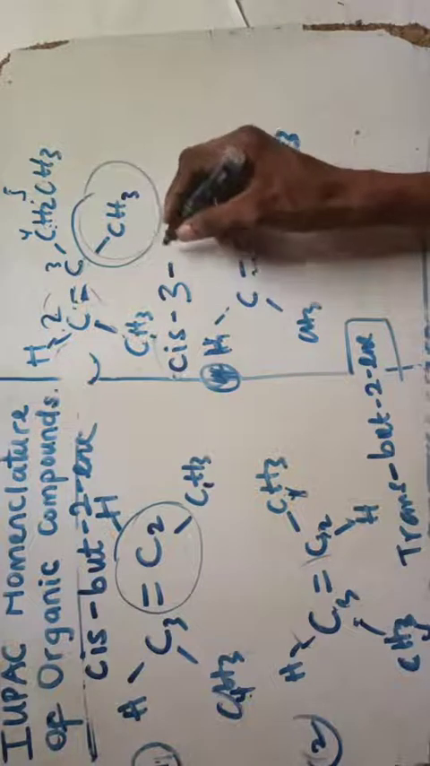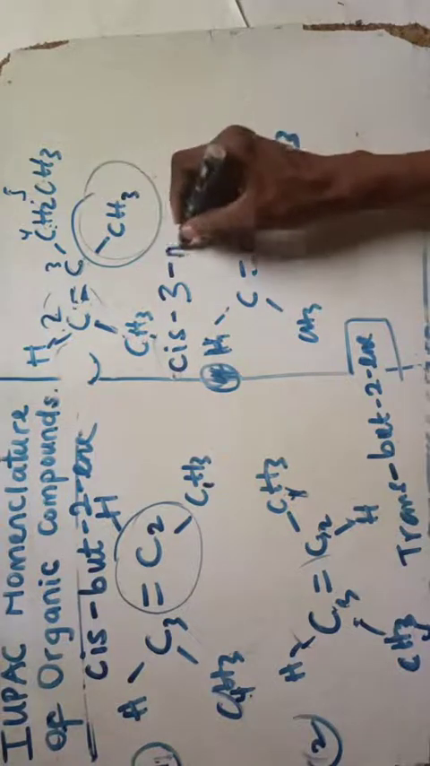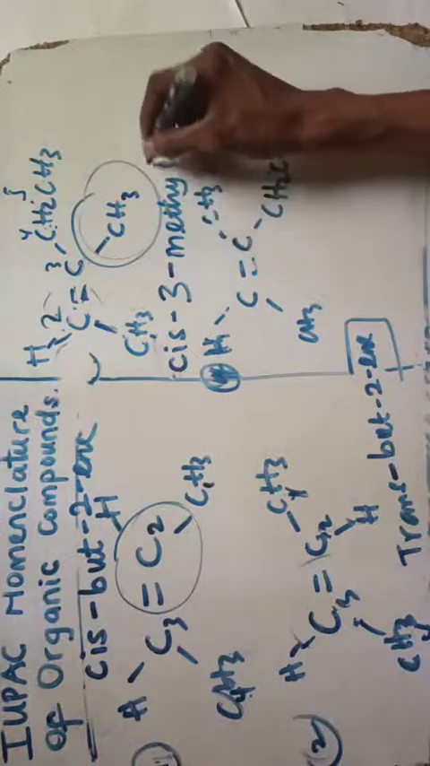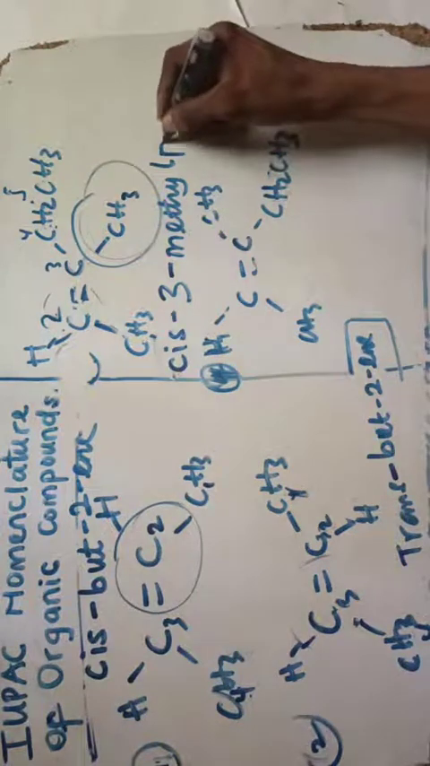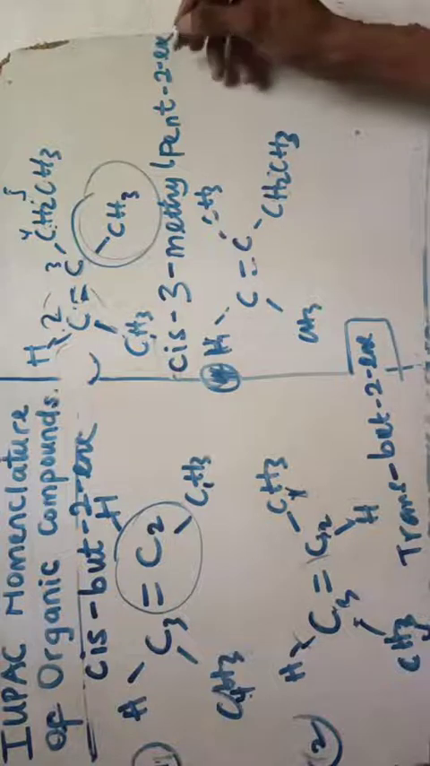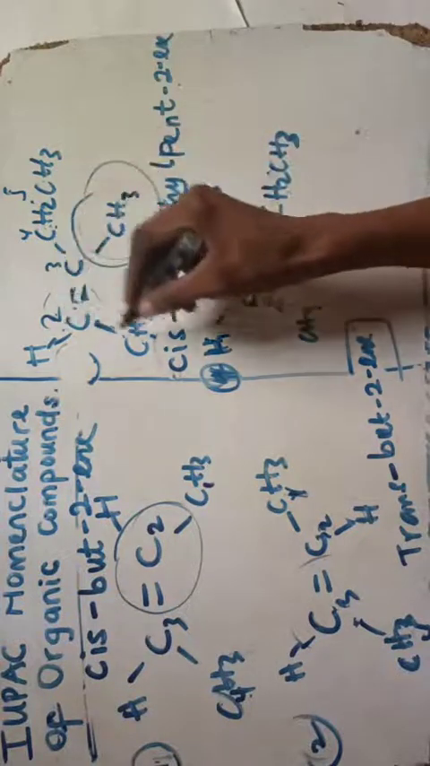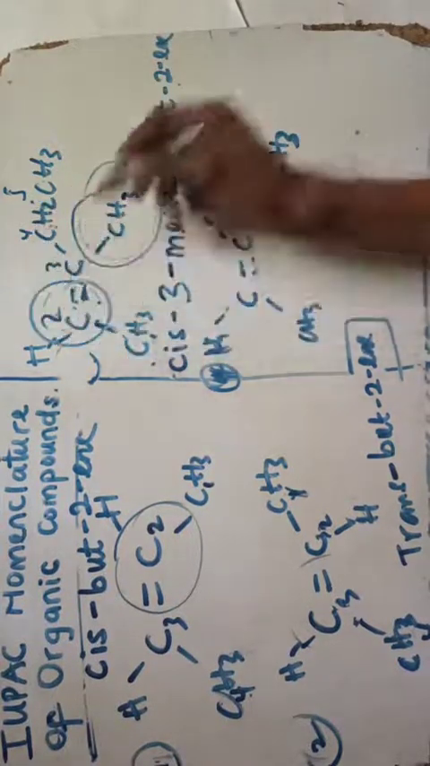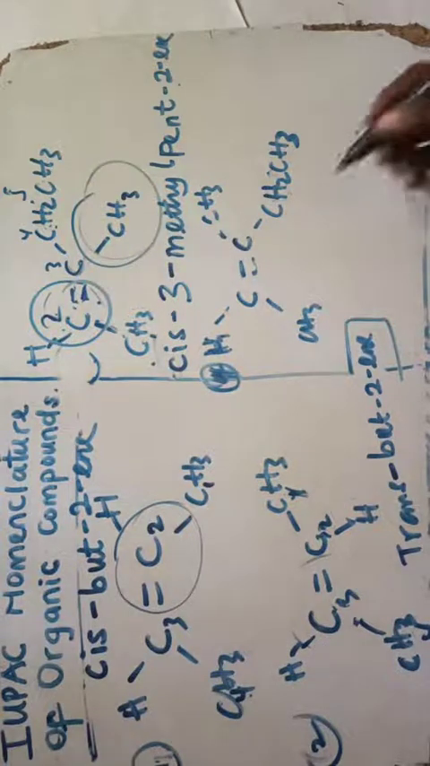So I'm gonna have cis-3-methylpent-2-ene, because the "ene" is a number, the 1, 2. So I'm gonna have it as pent-2-ene. So what about in this concept? You see, this is a different word.